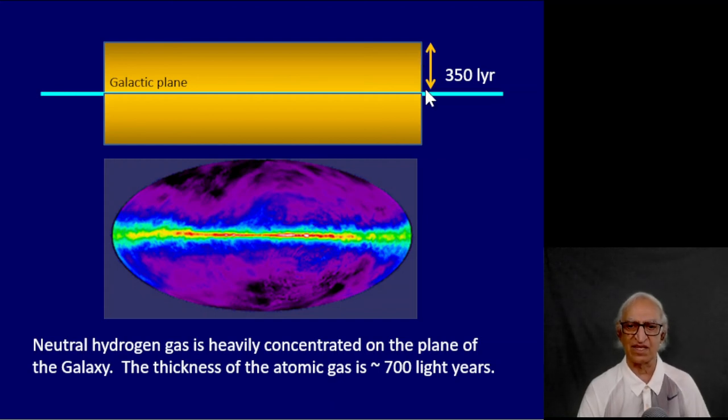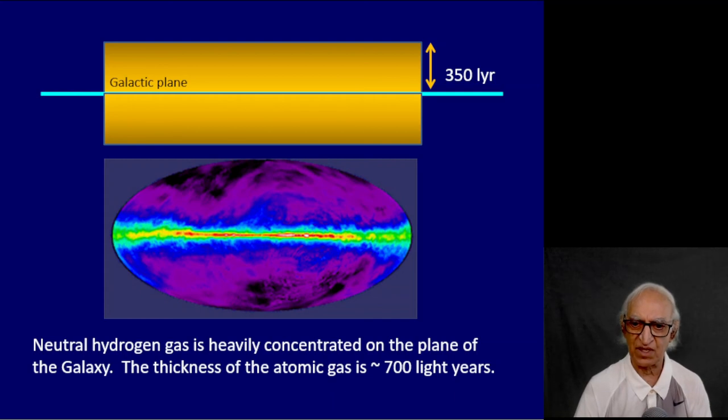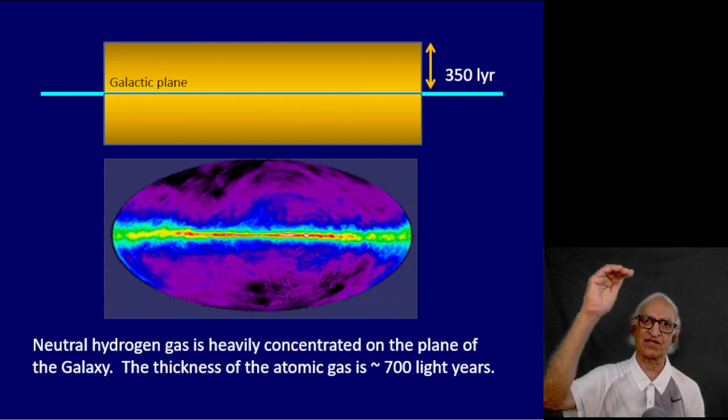It doesn't end there. What we mean is that the density is decreasing exponentially, and the scale height of that exponential is about 350 light years. In other words, at 350 light years, the density will become 1 over e.